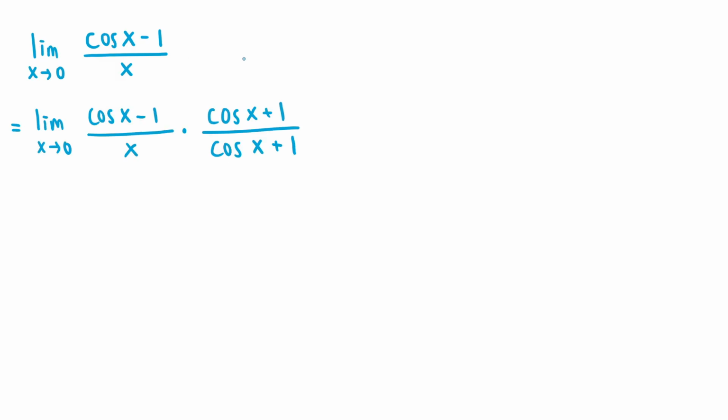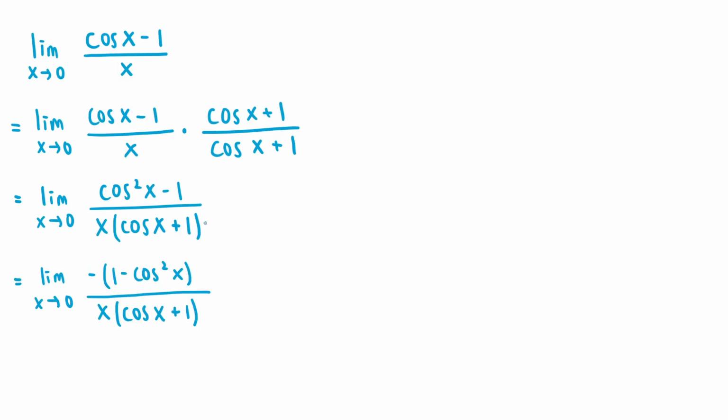So here's what we do. We first multiply the entire expression in the limit by (cos x + 1)/(cos x + 1). If we combine the two fractions, (cos x − 1)(cos x + 1) is just cos²x − 1, and the denominator becomes x times (cos x + 1). I'm not going to expand out the expression in the denominator, and you'll see why in a second.